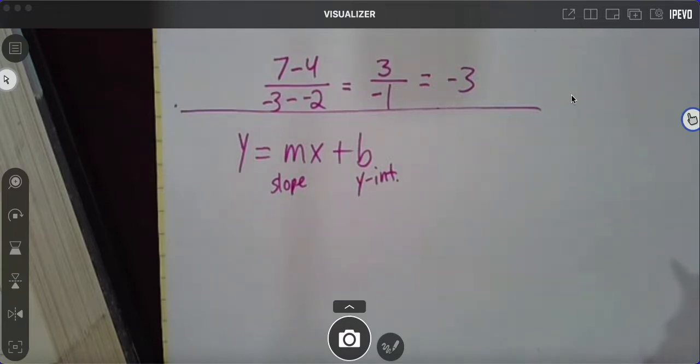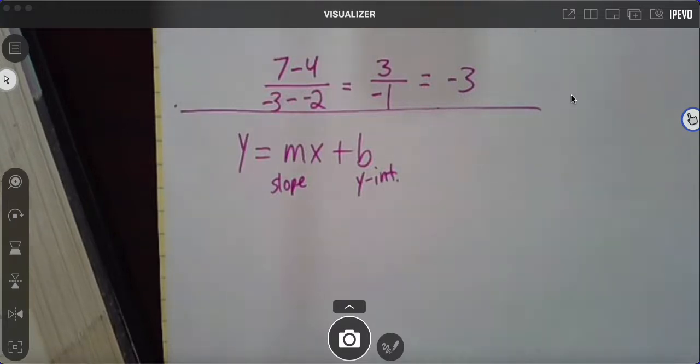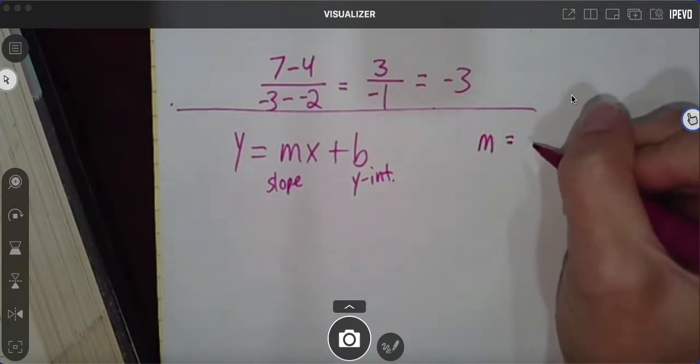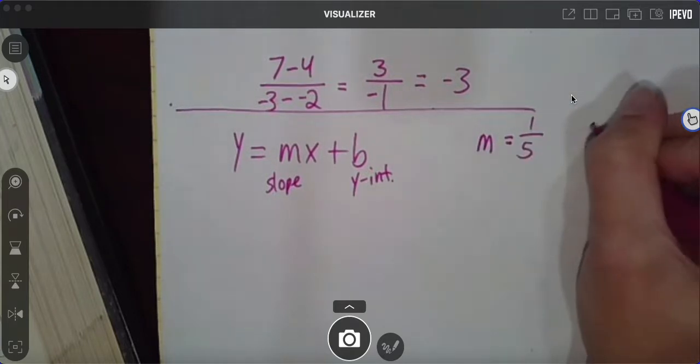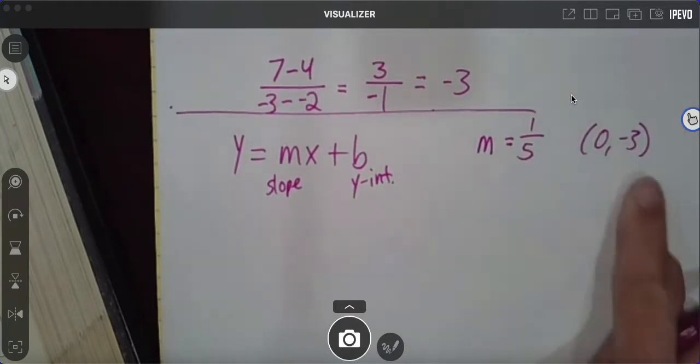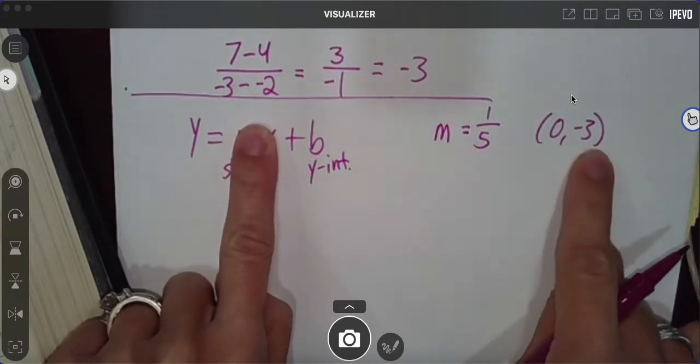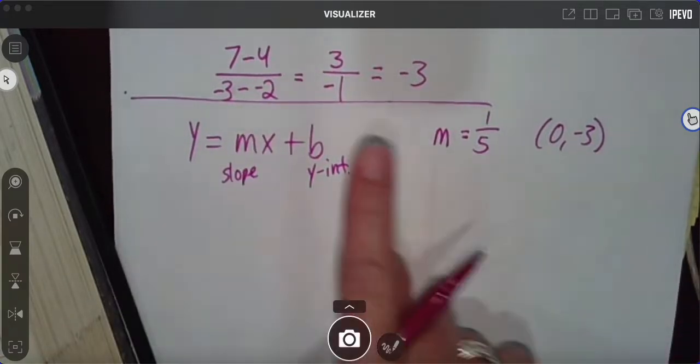What in the world does y-intercept even mean? Does anybody know? It's where it crosses the y-axis. Okay? It's where they meet, the line and the y-axis. So that's the intercept. So on this first one, they give me m is 1/5 and your y-intercept is -3. See, if x was 0, y is -3. That's your intercept. So how do I write that in this form?